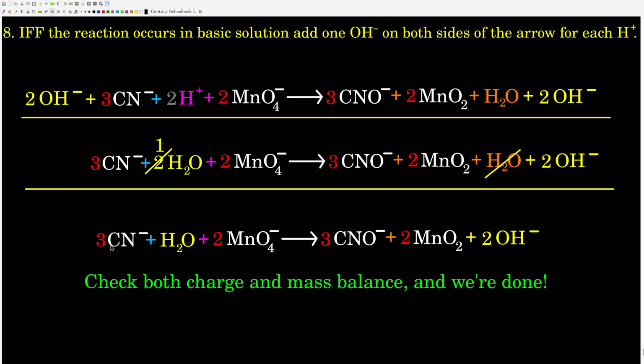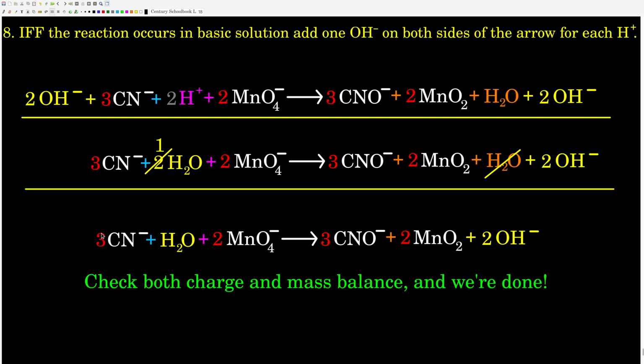So we have 3 carbons on the left, 3 carbons on the right, 3 nitrogens on the left, 3 nitrogens on the right. 2 hydrogens on the left, 2 times 1 is 2 hydrogens on the right. 1 plus 2 times 4 is 8, is 9 oxygens on the left. 3 times 1 is 3, 2 times 2 is 4, 4 and 3 is 7, plus 2 more is 9 oxygens on the right. Oxygens are balanced. And then finally 2 manganese on the left, 2 manganese on the right. All right guys, mass is balanced.